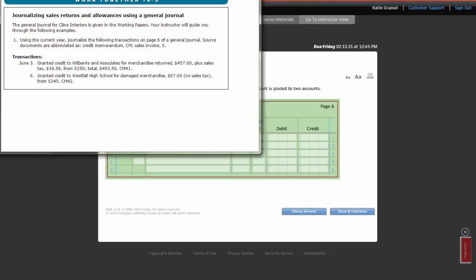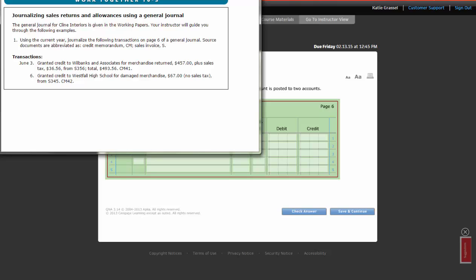Now, we have three memorandums that we are going to be using. The first one is a memorandum. What kind of transaction do we use for a memorandum? Give me an example of the exact transaction we'd use for a memorandum. Yes, bought supplies on account. Great. Anytime you see that, you know it's going to be in our general journal.